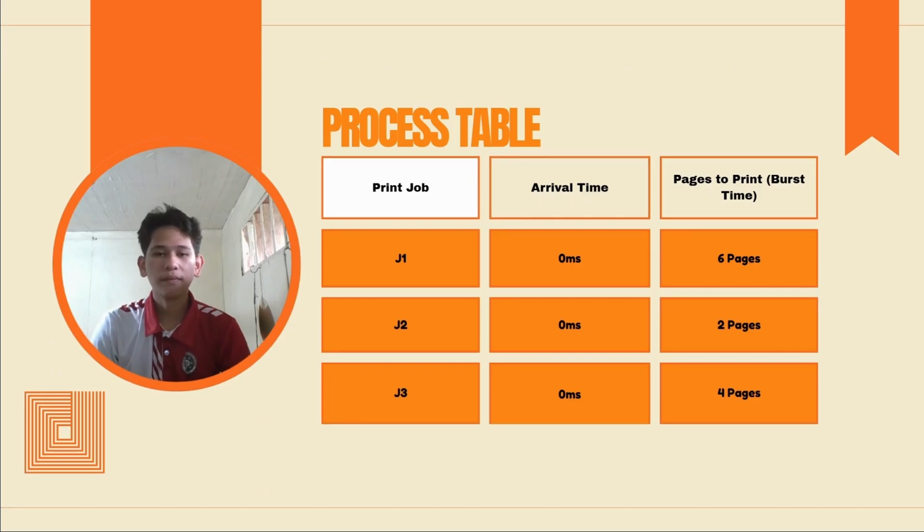This is the process table. It shows the print job, arrival time, and the pages to print, or burst time. The print jobs are J1, J2, and J3, and the arrival time is 0 because they send the files at the same time. For the pages to print, or burst time, J1 has 6 pages, J2 has 2 pages, and J3 has 4 pages.